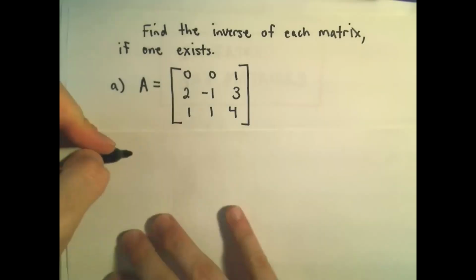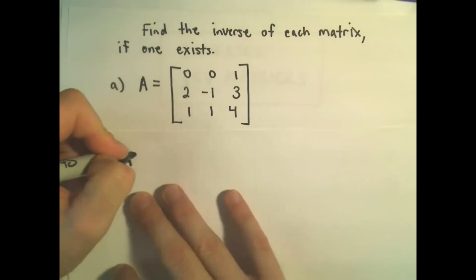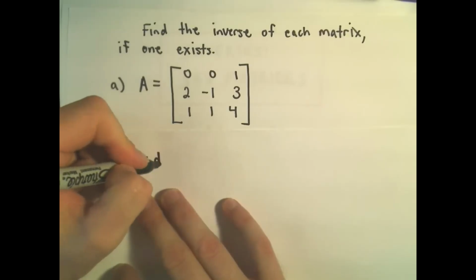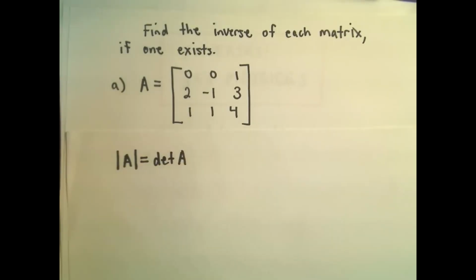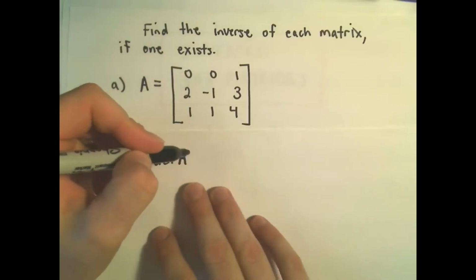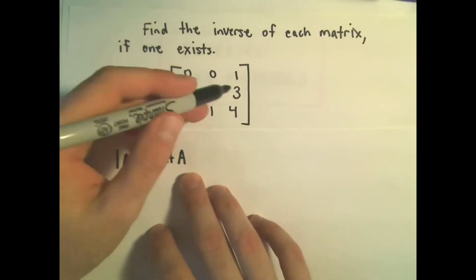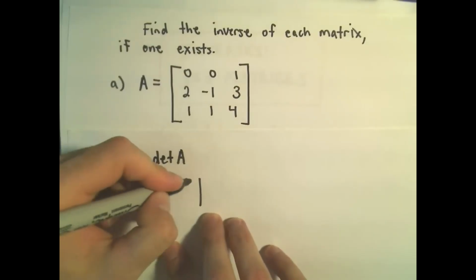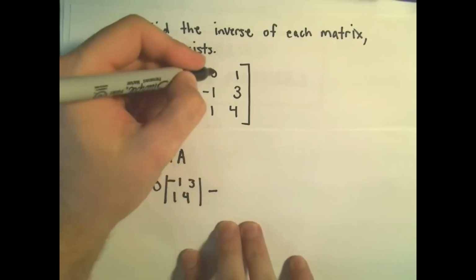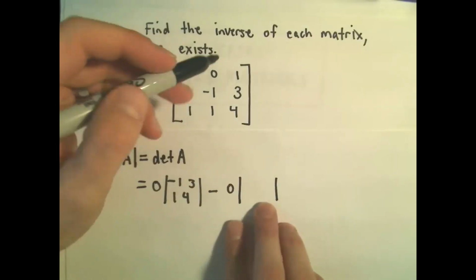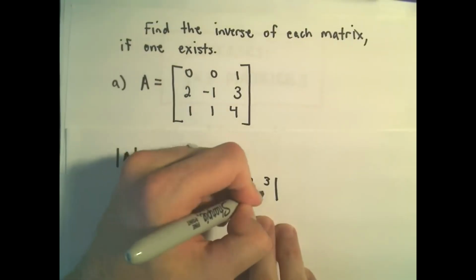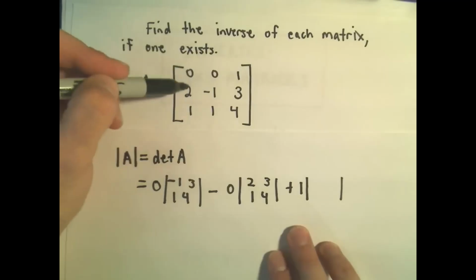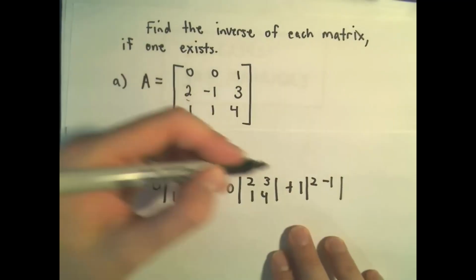The first thing I'm going to do is find the determinant of A. And there's different notations for the determinant, either the absolute value of A. I always saw it just written as det A, so determinant of A. To get the determinant of this matrix, I'm going to expand along the first row. So it looks like we'll get 0 times the determinant of negative 1, 3, 1, and 4, and then minus 0 times the determinant of 2, 3, 1, and 4. And then we'll add 1 times the determinant of 2, negative 1, 1, 1.